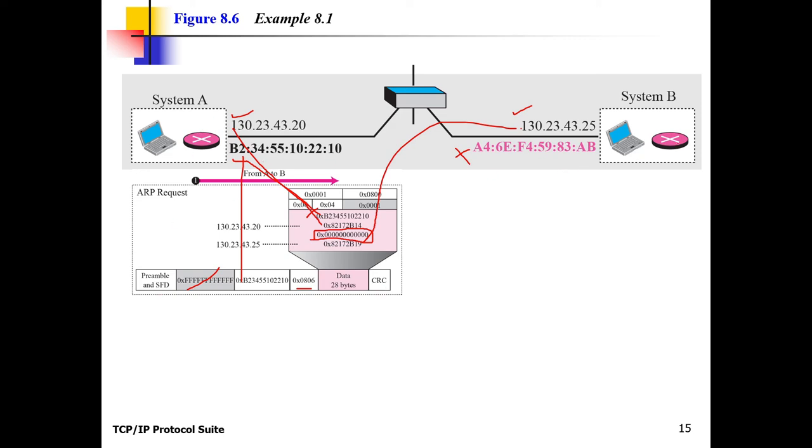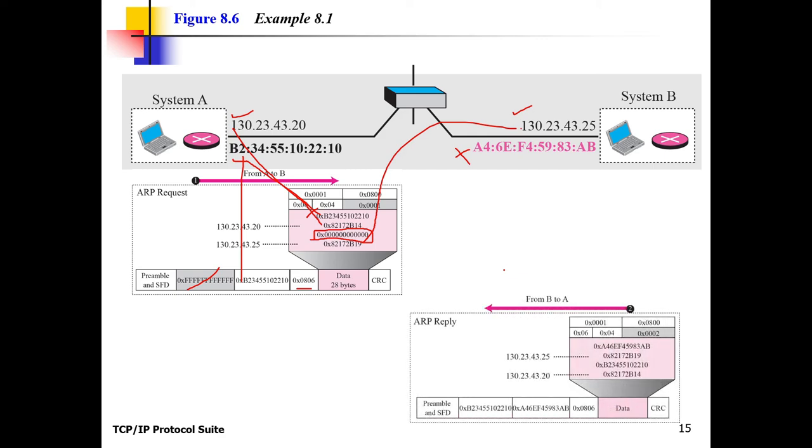So this packet will be broadcast and will be received by all the nodes in the network. After that, what will happen? The reply will happen. So the same thing: the hardware type will be Ethernet, the Ethernet length 6 bytes, the protocol IPv4, which is 32 bits, and so on and so forth.